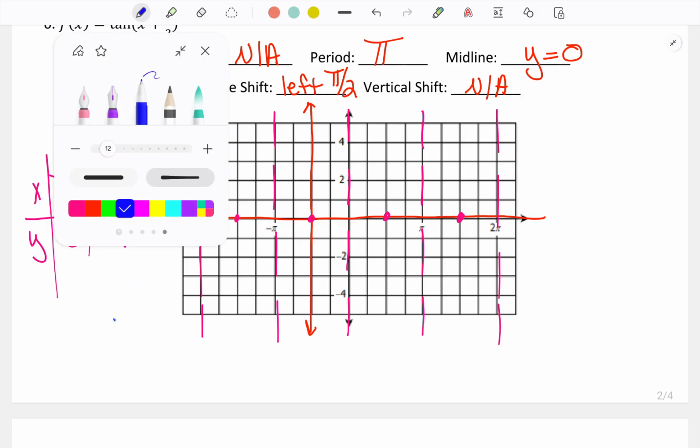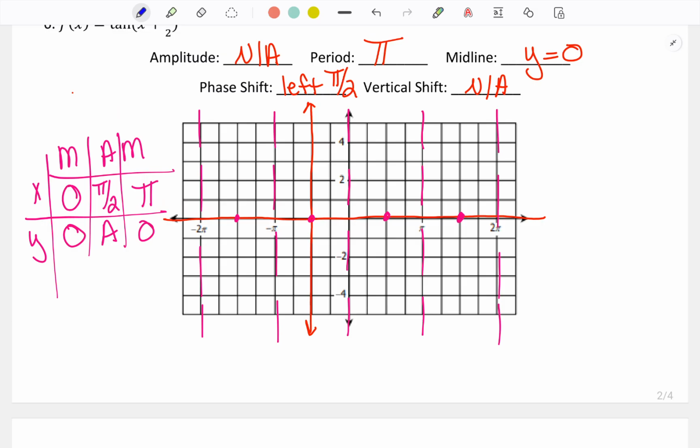So then we're going to draw in our curves. So we do not have a reflection. So we're going to go up as we go to the right. And then down as we go to the left. There we go.